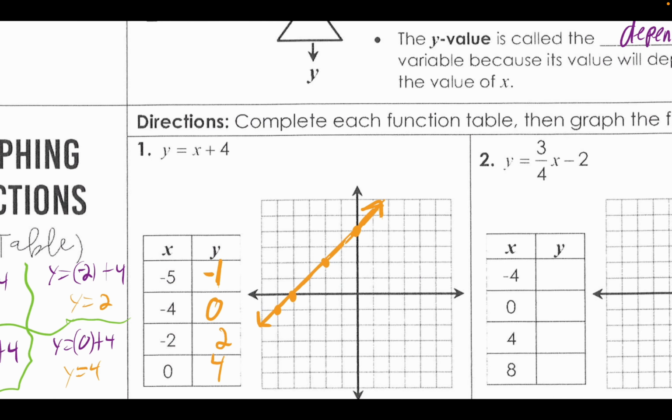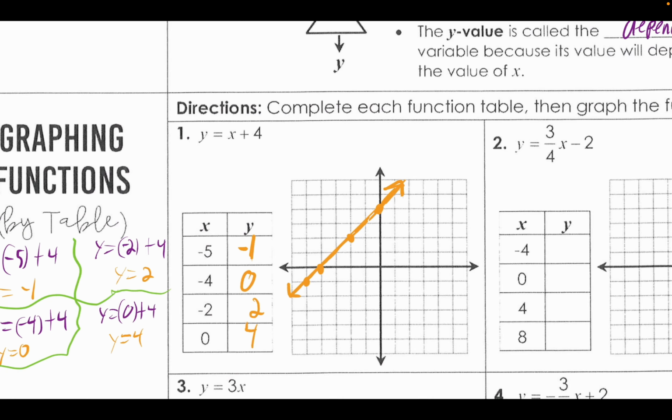And that is how we graph these functions. So we plug these x values into the function, get these y values out, and then now we make these ordered pairs in the table and graph it with arrows on each end.